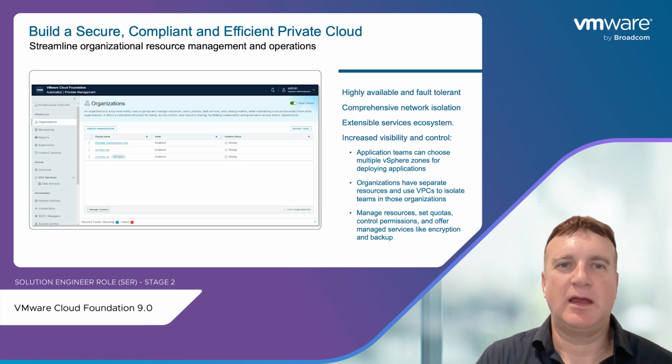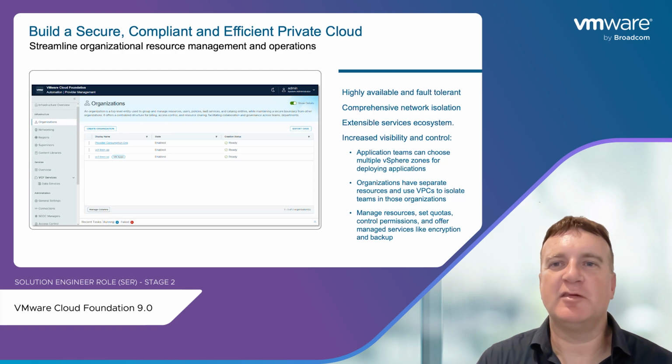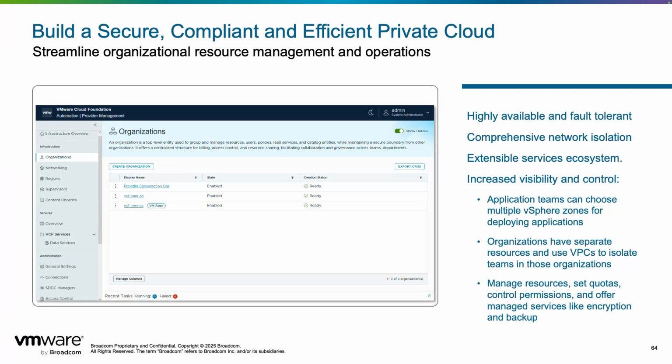VCF Automation 9 empowers application teams by allowing them to select multiple vSphere zones to deploy their applications. This flexibility enables teams to optimize resource utilization, enhance application performance, and ensure redundancy across different zones, improving the reliability and scalability of their deployments.